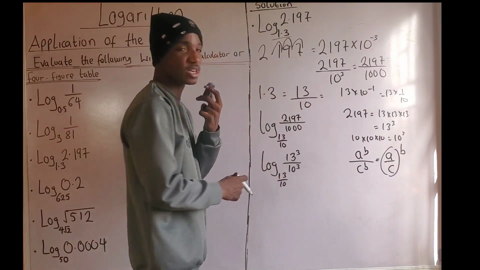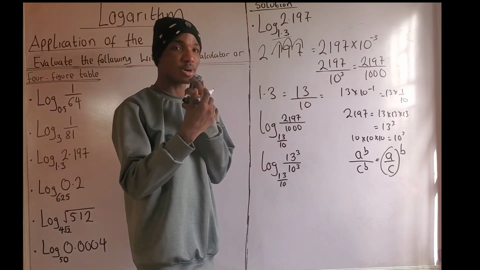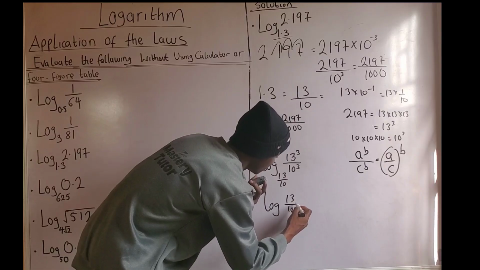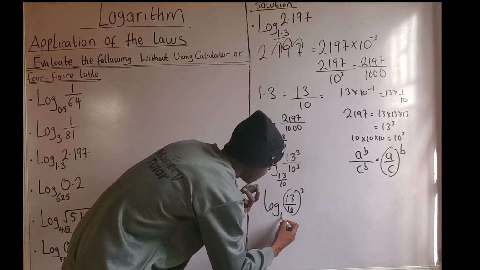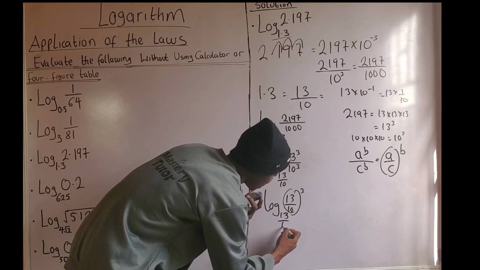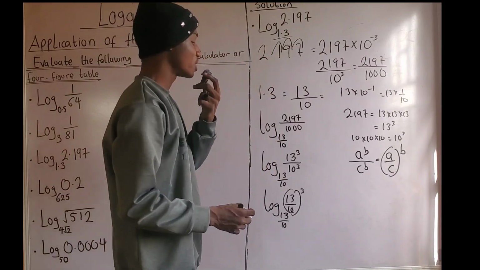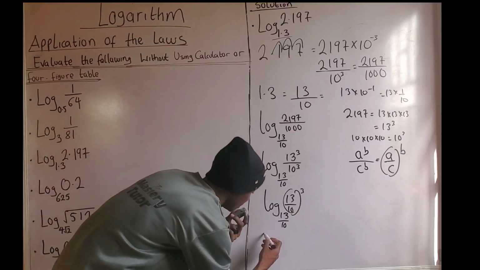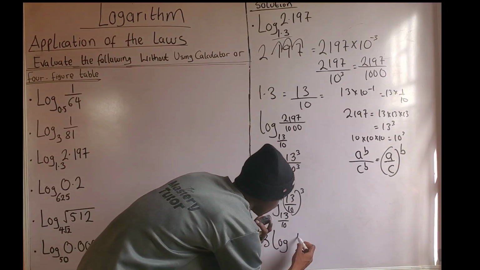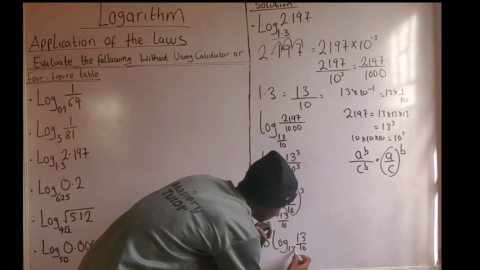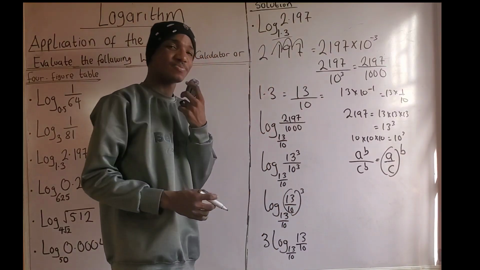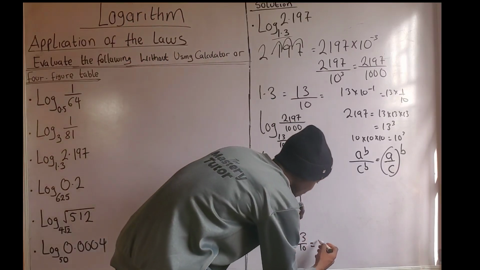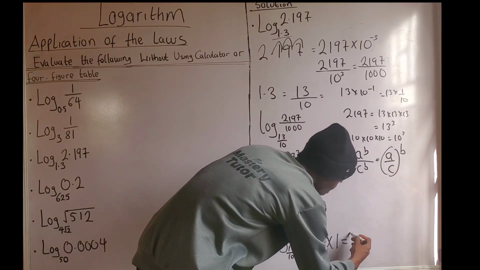So the same law I'm going to use here. 13 raised to the power of 3 divided by 10 raised to the power of 3 can be written as log 13 over 10 raised to the power of 3, okay? And the base is 13 over 10. Are you getting it? Now, according to the log of a power, the power of this logarithm now is 3. So I'm going to have 3 multiplied by log 13 all over 10 base 13 all over 10, okay? Now, log 13 over 10 base 13 over 10 is what? 1. So I'm going to have 3 times 1. The answer is 3.